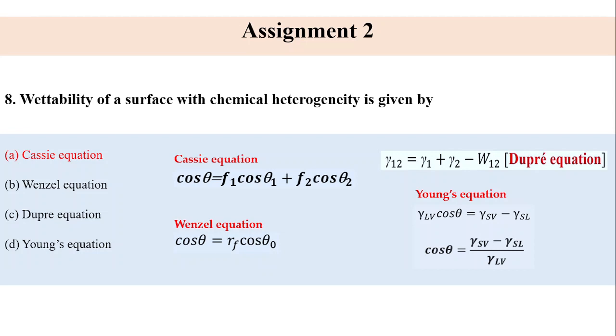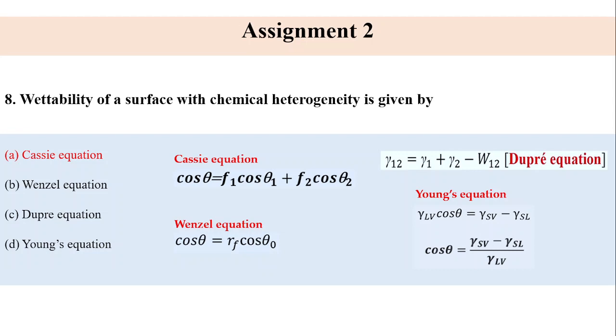Now as you can see, in the Cassie equation we have these factors f1 and f2, whereas in the Wenzel equation it has Rf, that is the roughness factor. So the Wenzel equation does not talk about chemical heterogeneity; it talks about the effect of physical heterogeneity on the wettability of a surface. And in the Cassie equation, f1 is the fraction of the surface which has various chemical regimes, and hence the Cassie equation gives the wettability of a surface with chemical heterogeneity.